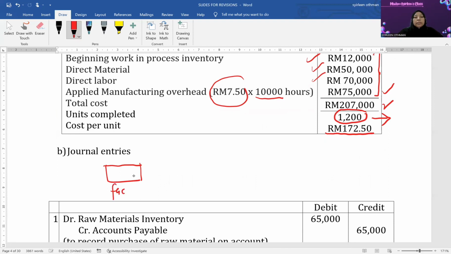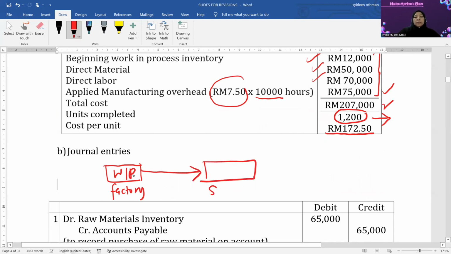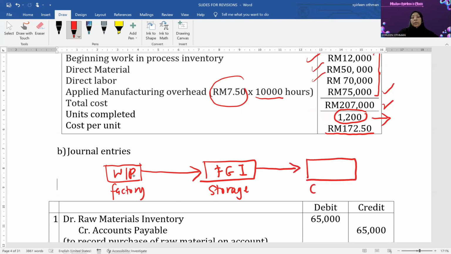Okay, so dia start daripada kilang. So dalam kilang, it's actually work in process. So once it is completed, you'll bring the items to your storage. Okay, so your storage ni is actually your finished goods inventory. Okay, and then from your storage, you are going to deliver the item to your customer. Okay, so when you deliver the item to your customer, this will be your COGS. Okay, then you have your sales. This is actually the flow to journalize your item.